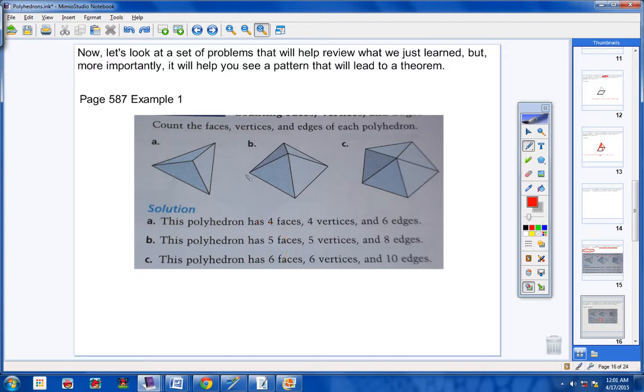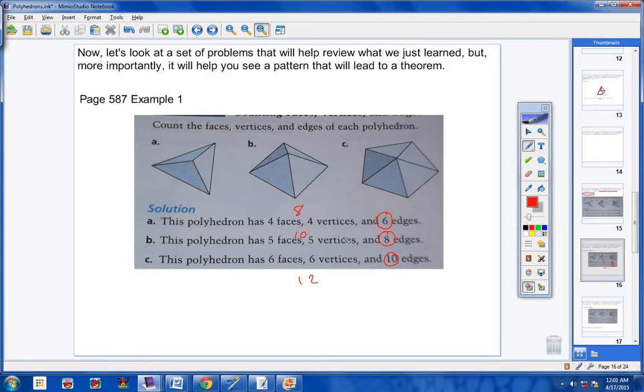Here's the pattern. Add the faces and vertices together and you get 8. Add the faces and vertices together, we get 10. Add the faces and vertices together, we get 12. Then look how many edges you had. 6. That's 2 less than 8. How many edges over here? 8. That's 2 less than 10. Okay? How many edges over here? 10. That's 2 less than 12.